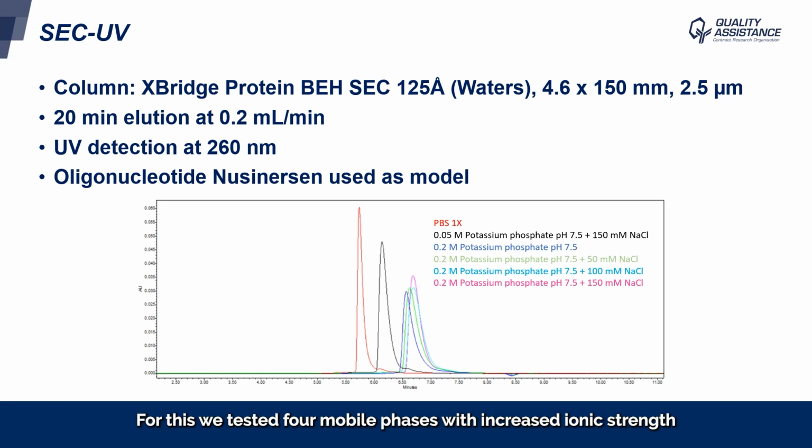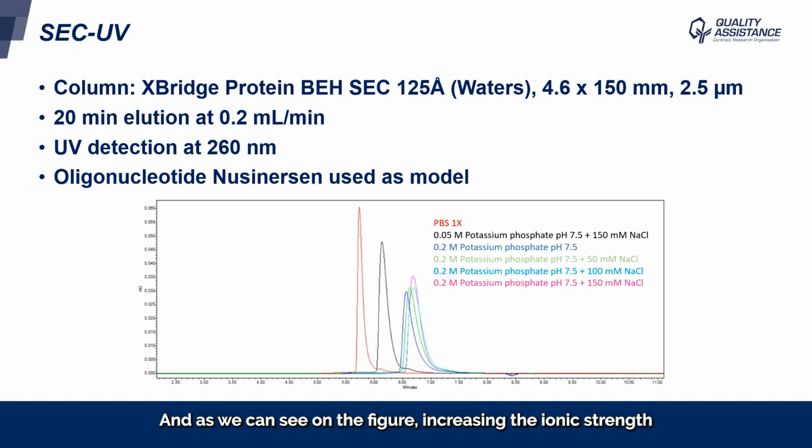For this, we tested 4 mobile phases with increased ionic strengths by increasing the NaCl concentration in a 0.2 molar phosphate buffer at pH 7.5. We also tested PBS as a low ionic strength mobile phase. And the last mobile phase tested was one containing 0.05 molar phosphate buffer and 150 millimolar NaCl to have an overall concentration of 0.2 molar salts.